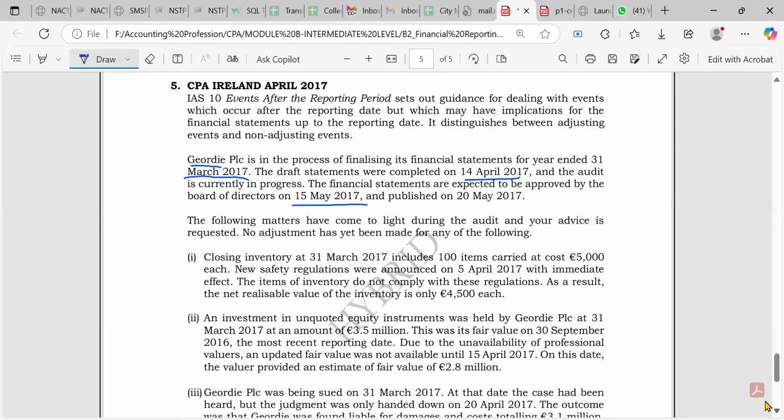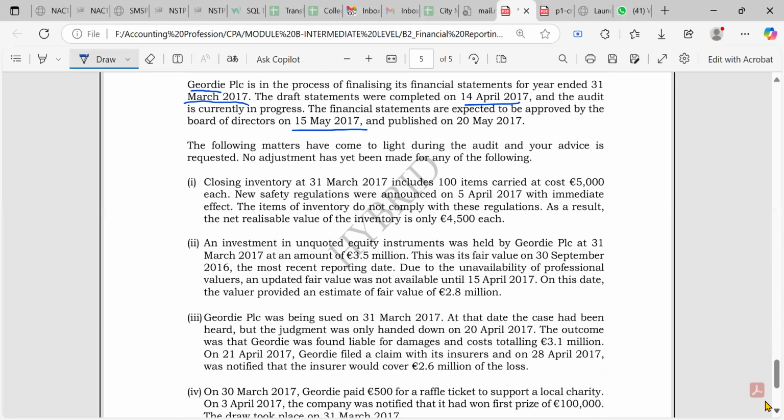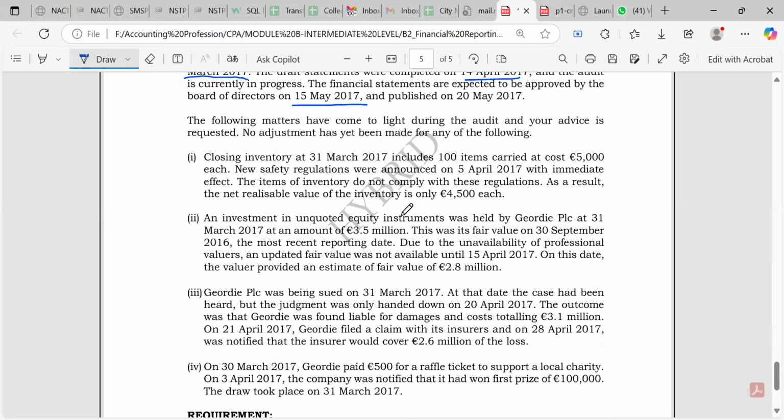You can just look at one example. You can see that with this question, you just need to get the nature of it. Here you are told closing inventory at 31st March 2017, the end of the year, includes 100 items carried at a cost of 5,000 euros each. Okay, this is fine.